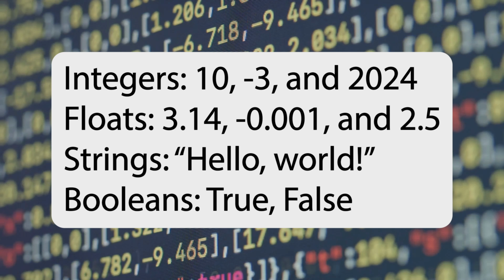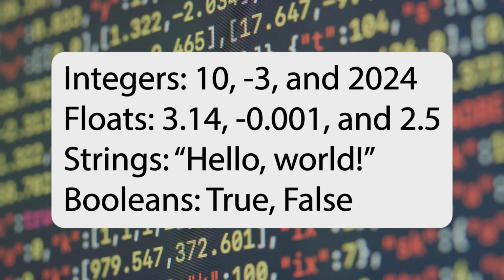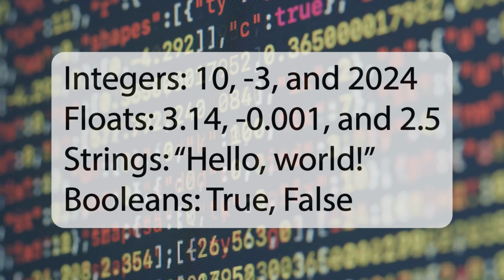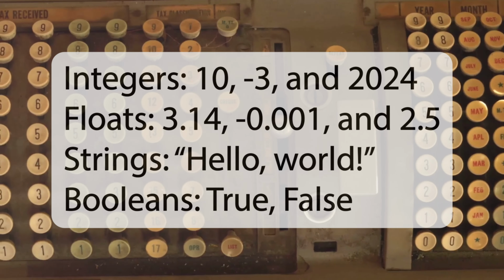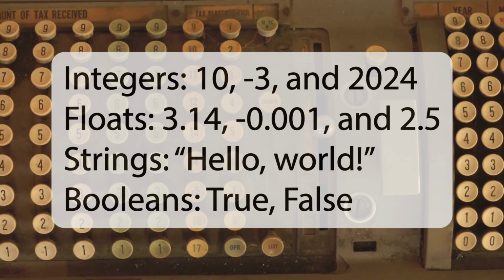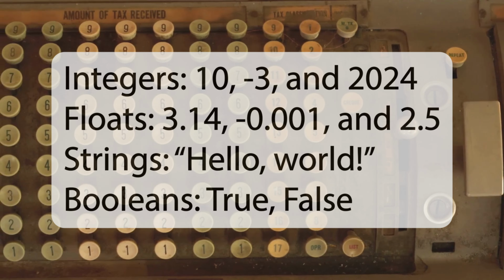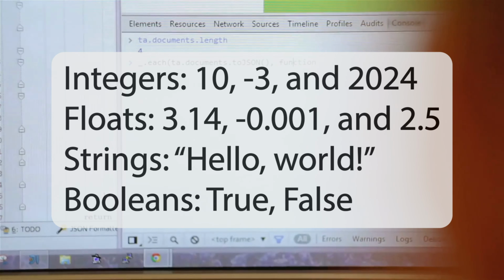Floats. These are numbers that have a decimal point. For example, 3.14, -0.001, and 2.5 are floats. Floats are useful when you need to deal with fractions or perform precise calculations, such as calculating the price of something that includes cents.